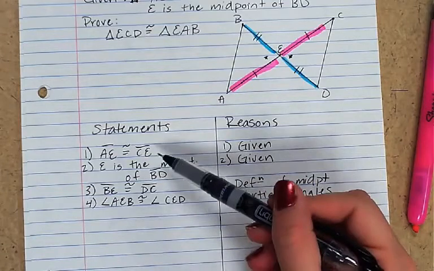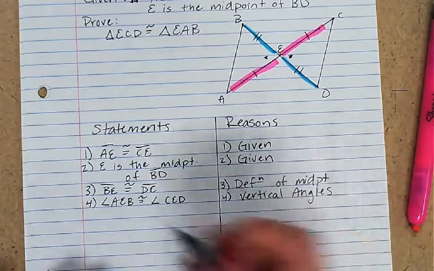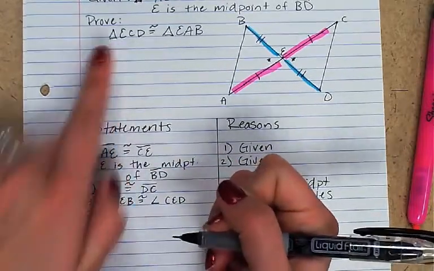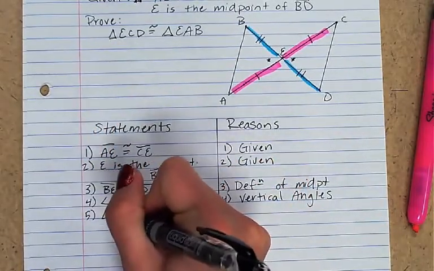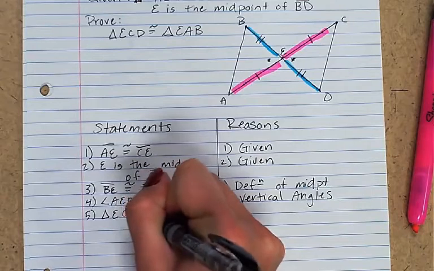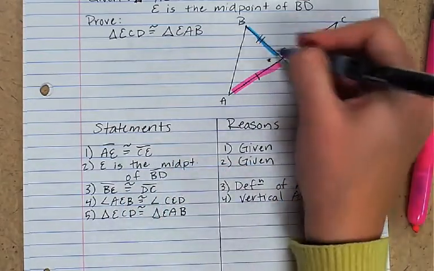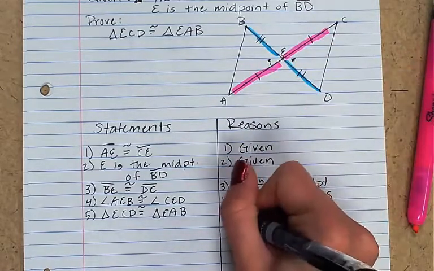Now we have our 3 things, 1, 2, 3 congruent statements. Now I can say that these triangles are congruent. This tells me what to write last. So I can put triangle ECD is congruent to triangle EAB by SAS.